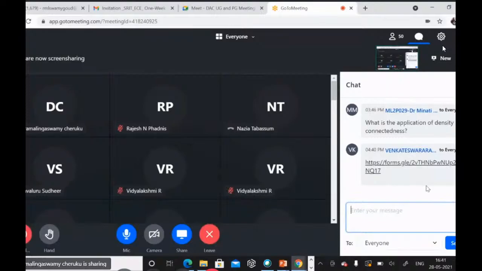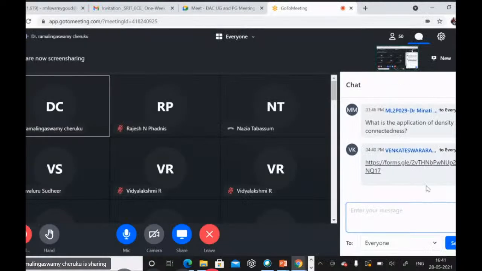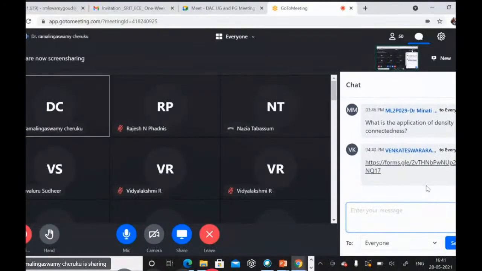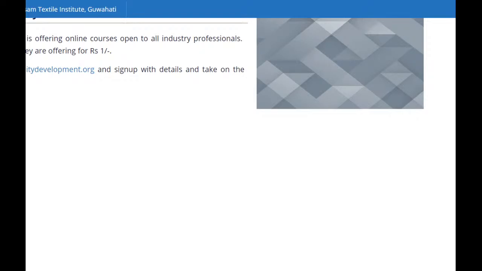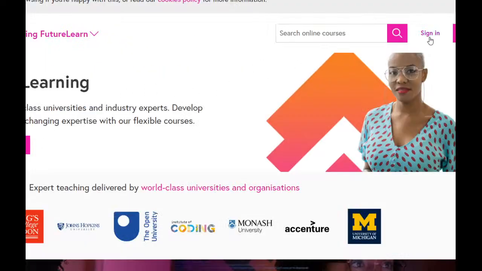What is the application of density connectedness? No, there is no application. The question is, we have different kinds of terminology related to density based clustering. So how will these density based clustering algorithms create the clusters? What are the clusters? A set of density regions. So the question is, how do you identify the density region?